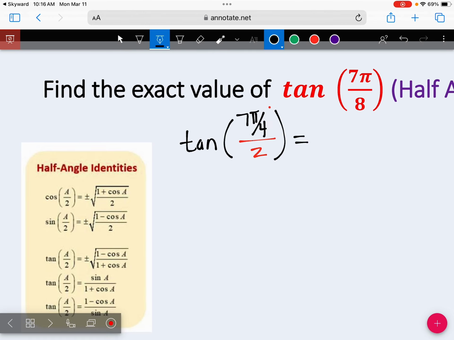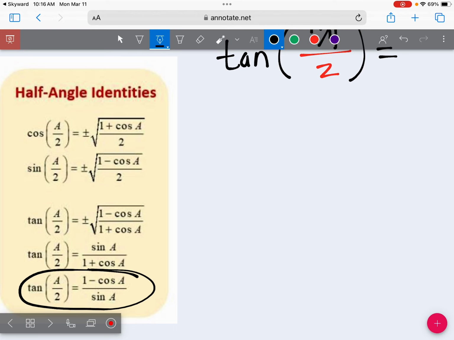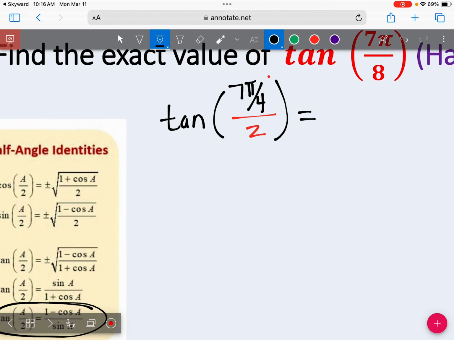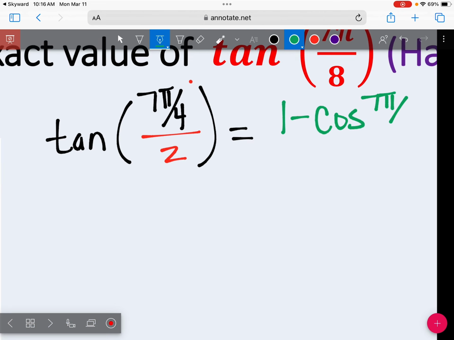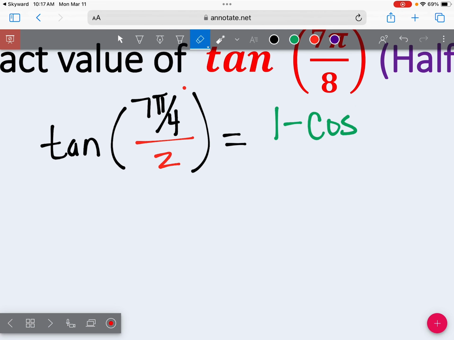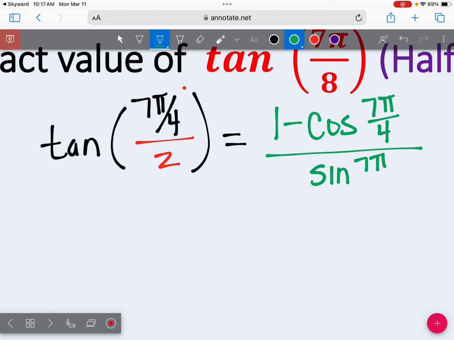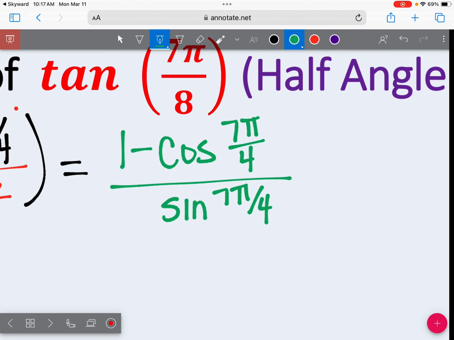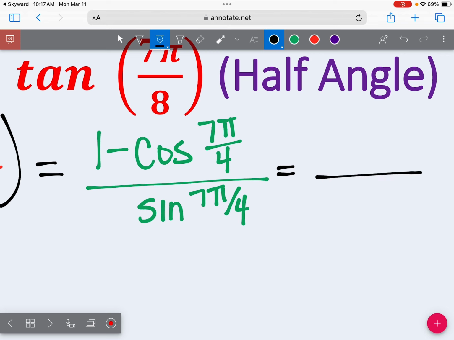And again, I'm going to use this option here. So it would be 1 minus the cosine of 7 pi/4, so I'm using that identity off your paper, 1 minus the cosine of 7 pi/4 divided by the sine of 7 pi/4. So pick up your unit circle and let's figure out what these numbers are.